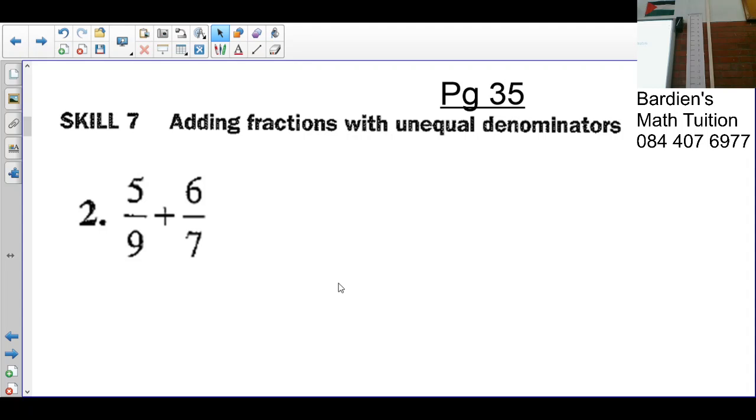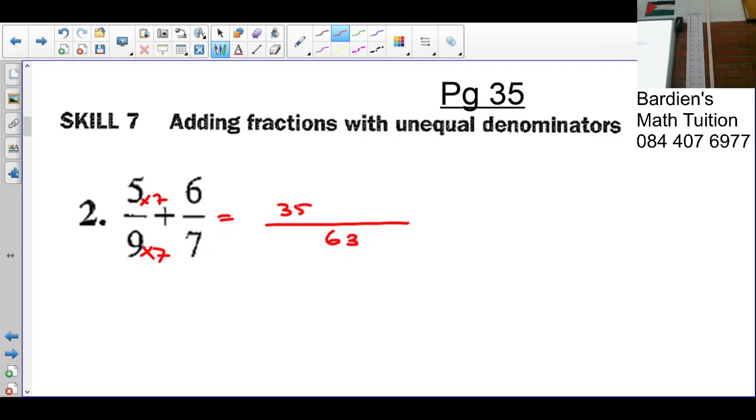Okay. So what is the LCM here? We said it's going to be 63. So this must be multiplied by 7. 5 times 7 is 35. This must be multiplied by 9, which is going to give you 54. You will agree with that? Yes, so what can happen now? You can add the numerators. What is 35 plus 54? 89 over 63.